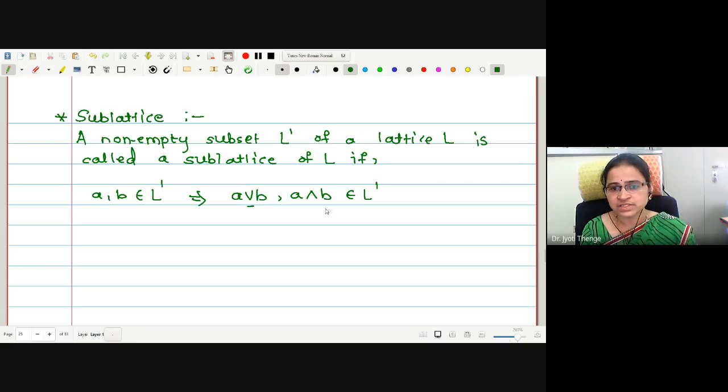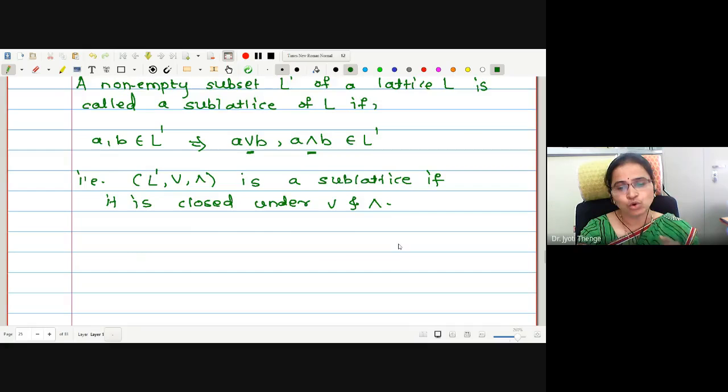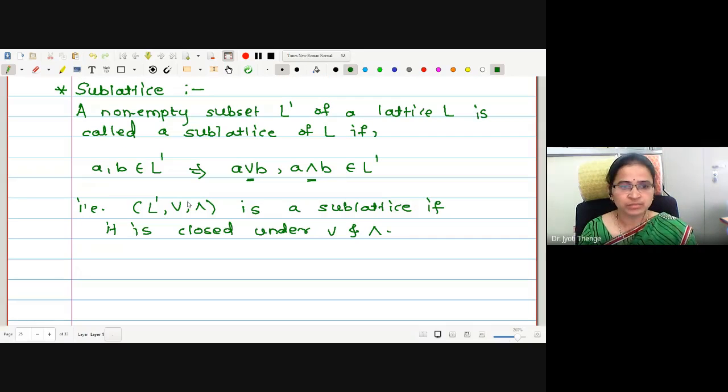Therefore, what is the meaning of this statement? L dash is closed under join and meet. Let me write: the algebraic structure L dash with join and meet is a sublattice if it is closed under join and meet. Closed under the two operations join and meet. Let me write some remarks on this definition of sublattice.